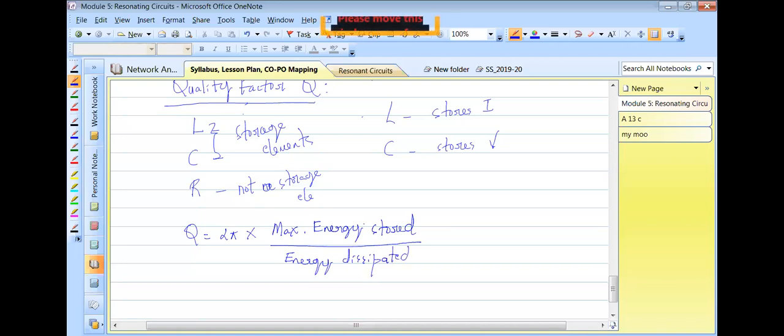Energy dissipated per cycle. We shall derive the quality factor now. Okay, we shall derive the quality factor.